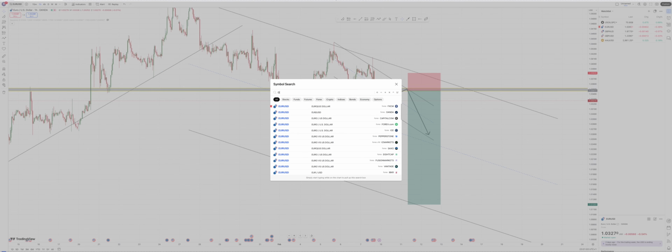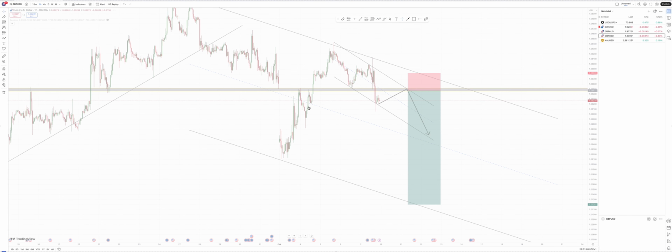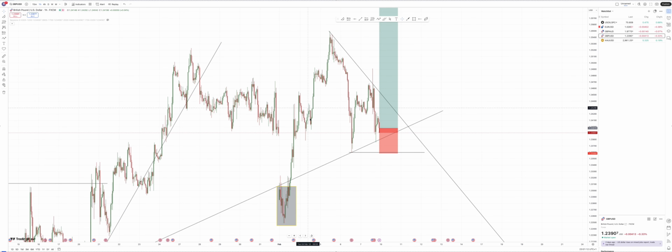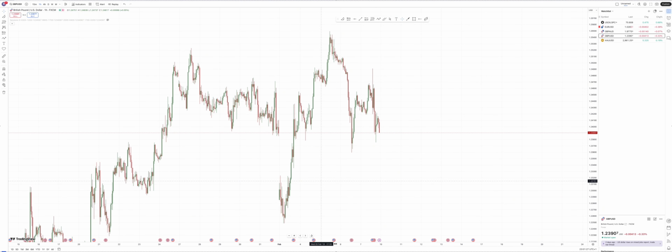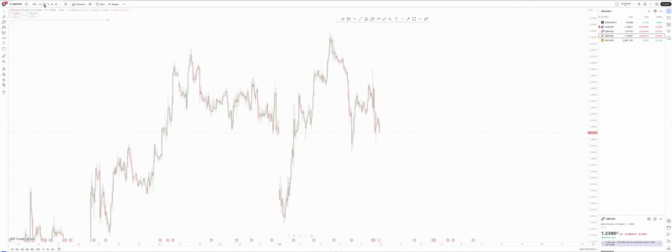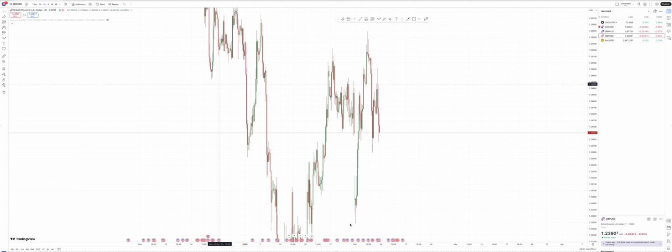Let's go to the GBP USD. Now you see these guys, they have similar movement, but they are not the same. So why do I say they are not the same? Let me clear my screen so that we can all see what I'm seeing. Let's go to the H4 time frame.